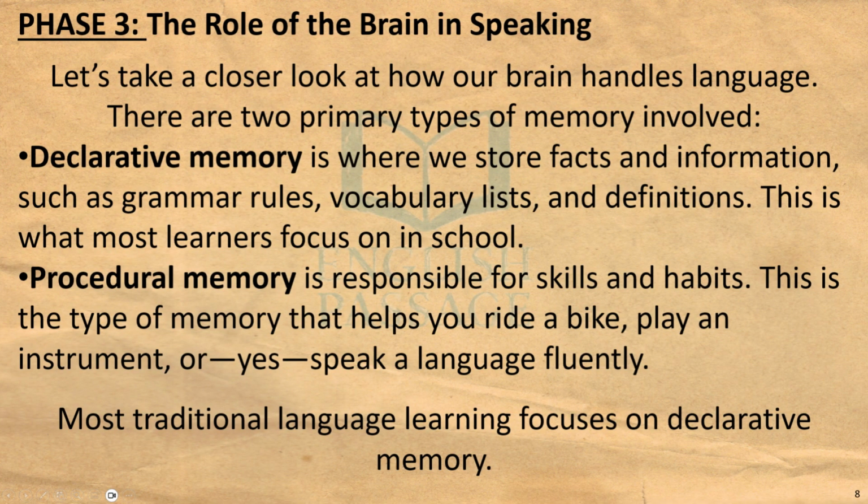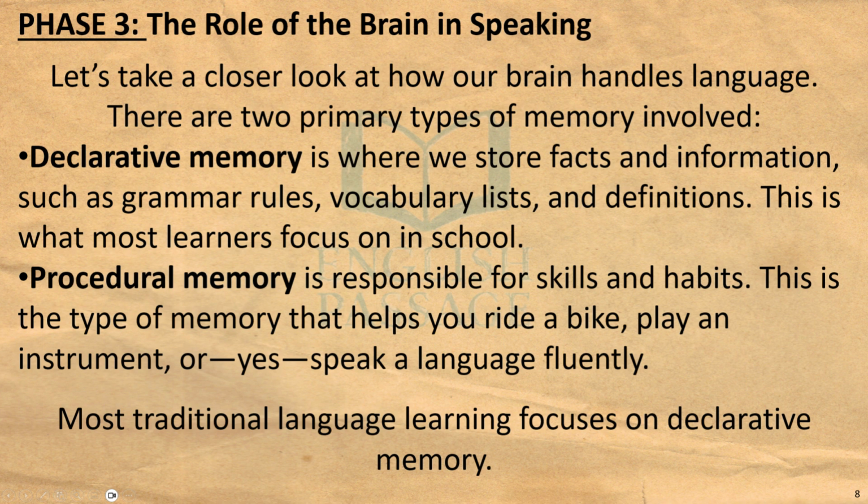Phase 3. The role of the brain in speaking. Let's take a closer look at how our brain handles language. There are two primary types of memory involved. Declarative memory is where we store facts and information, such as grammar rules, vocabulary lists, and definitions. This is what most learners focus on in school. Procedural memory is responsible for skills and habits. This is the type of memory that helps you ride a bike, play an instrument, or, yes, speak a language fluently.